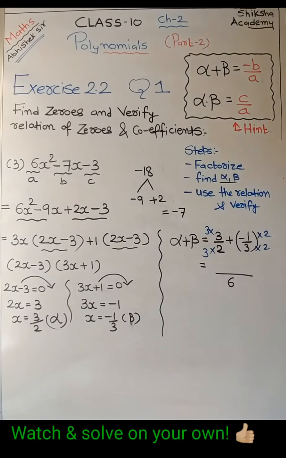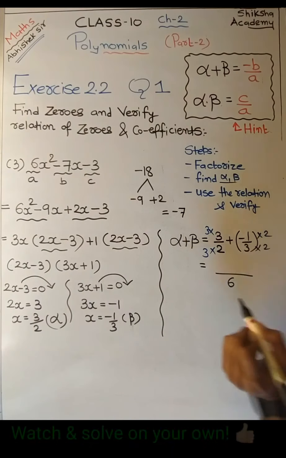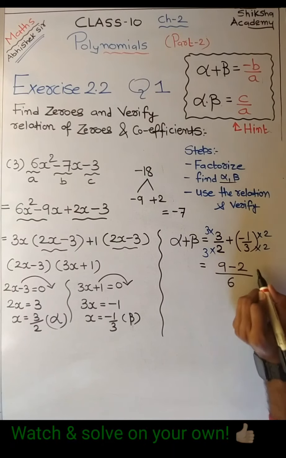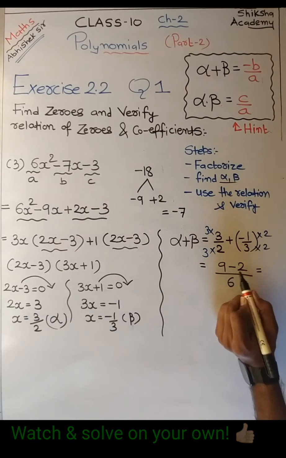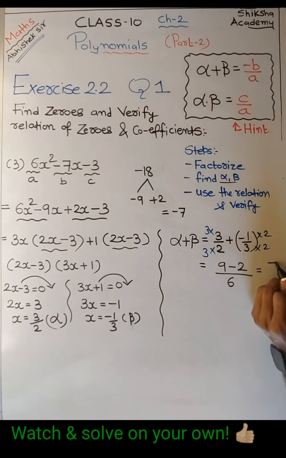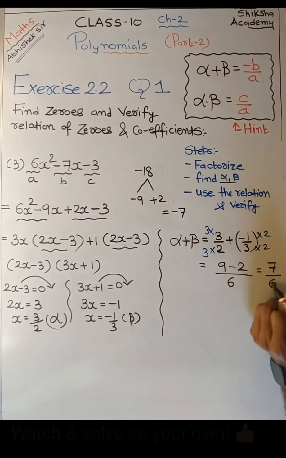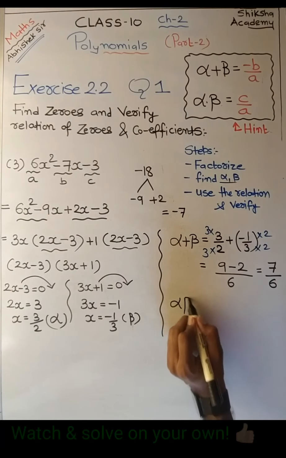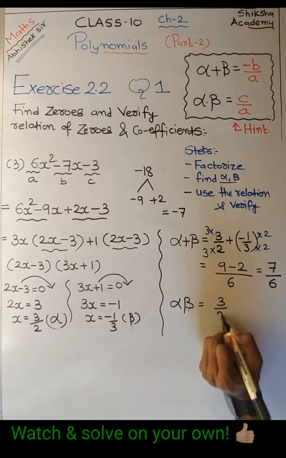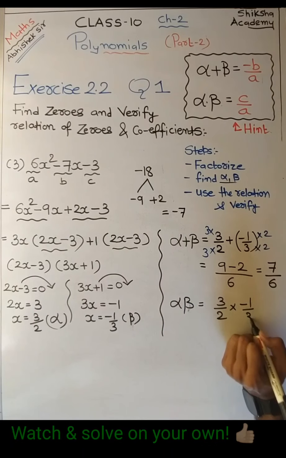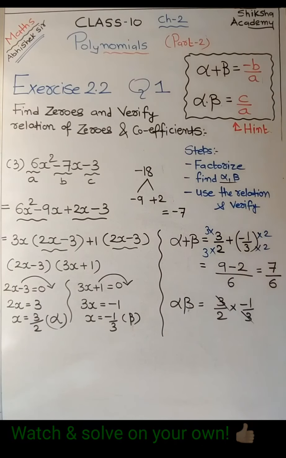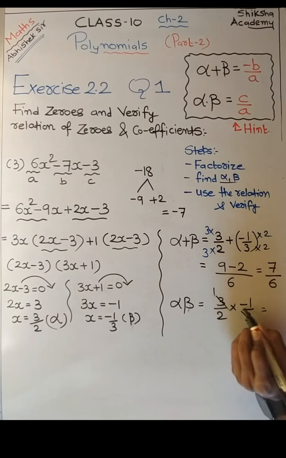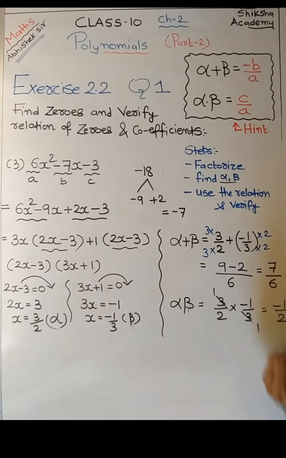Now let us see what we have got. 3 2s are 6, 3 2s are 6, 3 3s are 9, minus 1 into 2 is minus 2. So final answer is 9 minus 2, that is 7 upon 6, right? Next step, alpha into beta, that is 3 by 2 into minus 1 by 3. We can cancel 3 and 3, 3 ones are 3, right? So the only answer left is minus 1 upon 2, right?